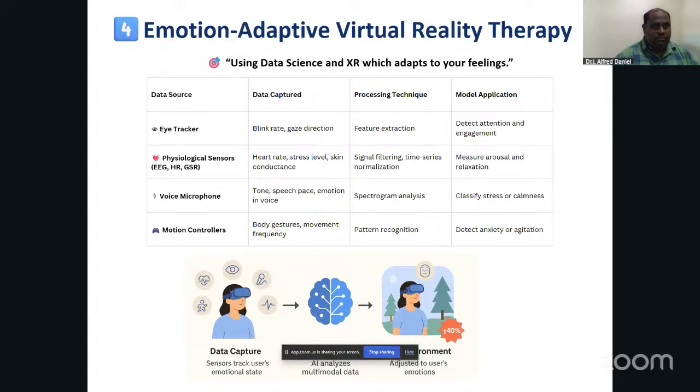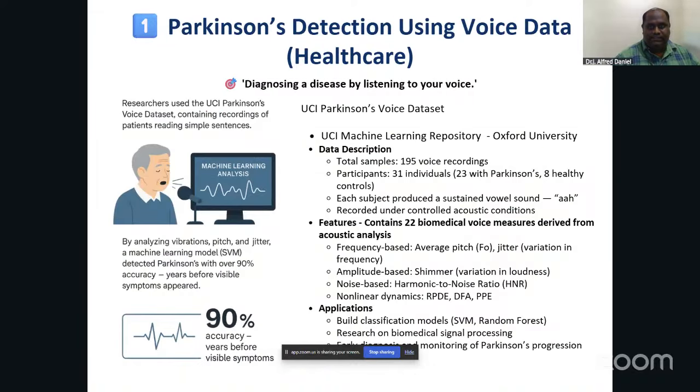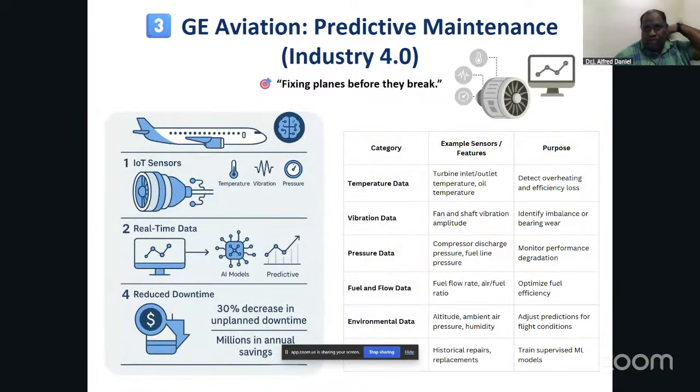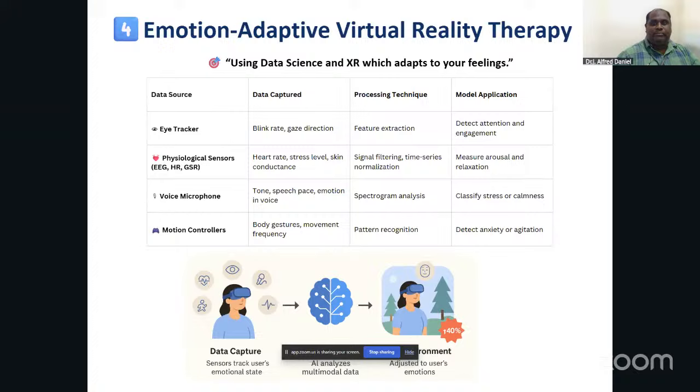Right. So as of now, we have seen four use cases. One is Parkinson detection using voice data, which is an integral part of healthcare. Next, the healthcare recommendation engine, where data is transformed into a personalized recommendation model. Next, GE aviation, where data is used for predictive maintenance, which is an integral part of Industry 4.0. And the final one, emotional adaptive virtual therapy, where data is used to give an individual a separate environment based on their emotional aspects.